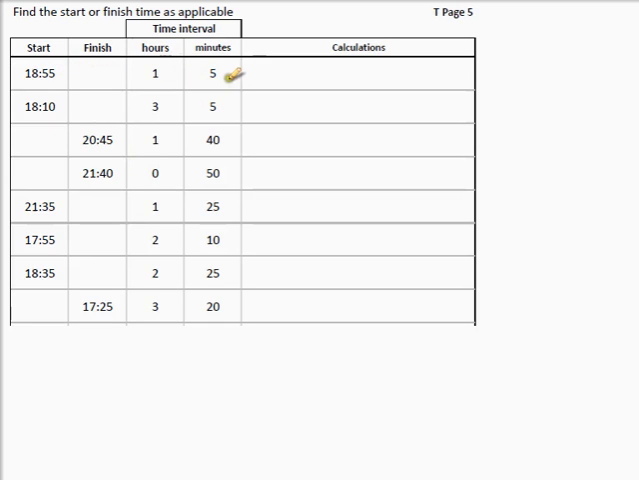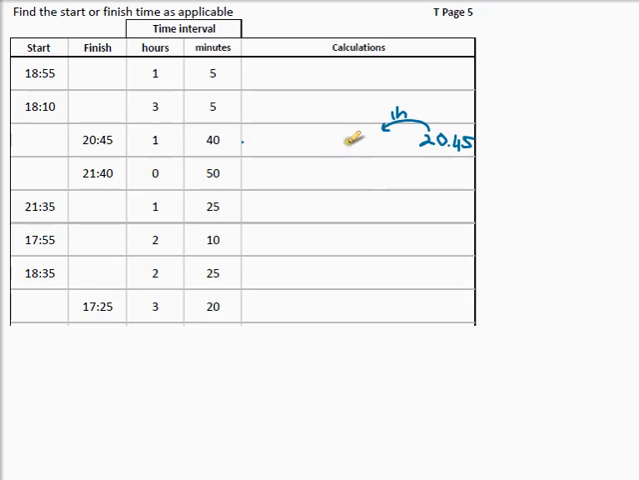Okay, I think to work out a finish time is okay, but maybe to work back to the start time can be tricky. So let's try to do this one together then. We start at 20:45. So I like to start at the back really and work forward. And I think I need to go forward 1 hour. So where does that bring me?